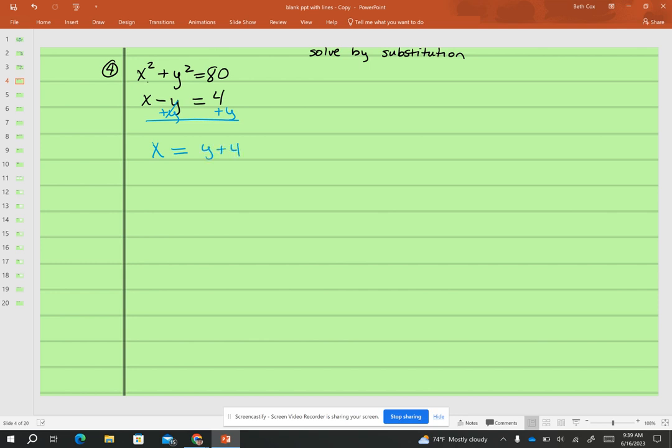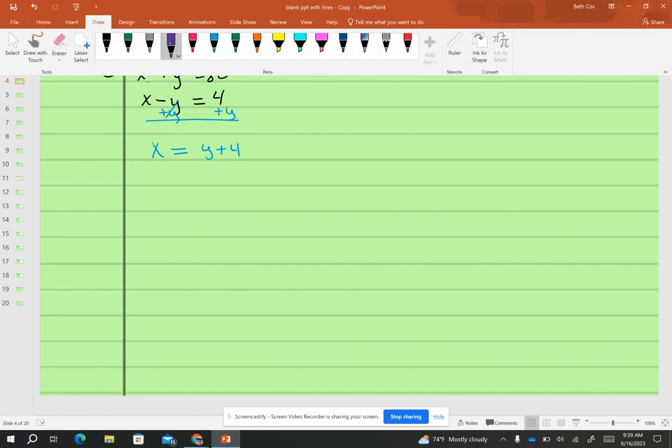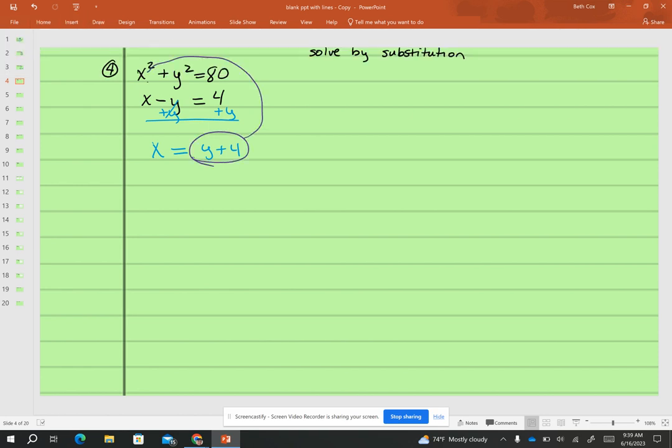Now I'm going to substitute that into the original problem. That is going to go into the x squared spot. So that's going to give me y plus 4 squared plus y squared equals 80. This time I'm going to be solving for y. I'm going to FOIL y plus 4 to the second power, which is y plus 4 written twice and then multiplied. So it's going to be y squared, and then I'm going to bring down my plus y squared is equal to 80.